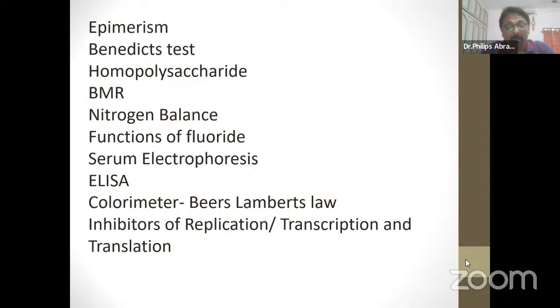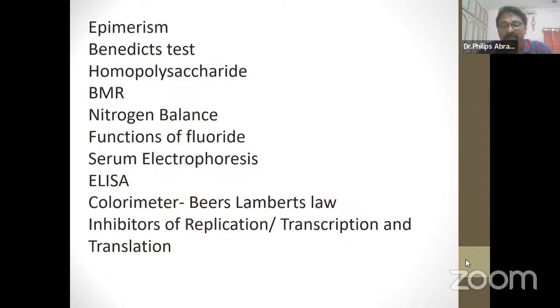That can be asked. BMR was a short note once. Nitrogen balance, another question has been asked. Then functions of fluoride. Fluorosis is a question we can understand. Functions of fluoride have been asked once. As I told you earlier, another separate question was serum electrophoresis. Once a separate question was ELISA. Again, this all comes in 3 marks.